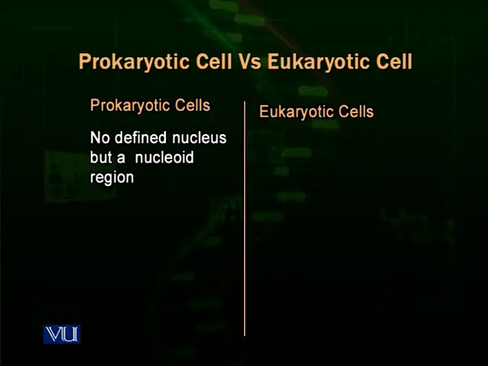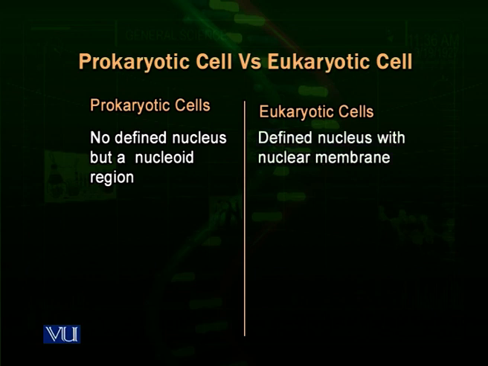Though their nuclear material, their chromatin material, is present in almost the center of the cell and does not move from its place, but this is not covered by a nuclear membrane. So we cannot call it a nucleus. We say that prokaryotic cells do not have a defined nucleus. But the eukaryotic cells do have a defined nucleus covered by a membrane that is called the nuclear membrane, which separates the chromatin material from the cytoplasm.